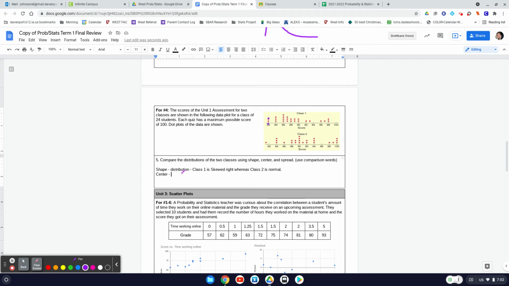So that means our center for class 1 has a median of 88. And class 2 has a median, well, we need to count to 13 again. So 1, 2, 3, 4, 5, 6, 7, 8, 9, 10, 11, 12, 13. So they have a median of 90.